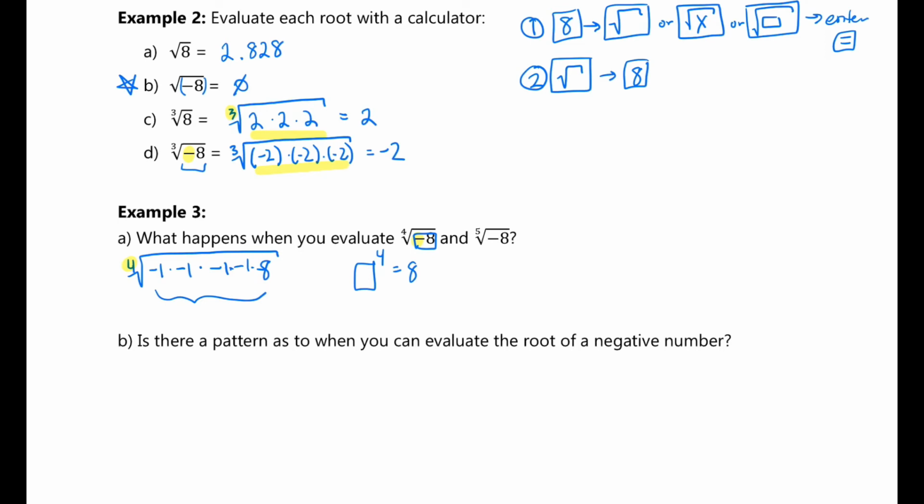But I'm taking -1 out, whereas -8 is still inside the radical. So this won't do. By the way, when you punch this into your calculator, you will get an error message, just because the negative doesn't go away under the radical, therefore it's invalid.